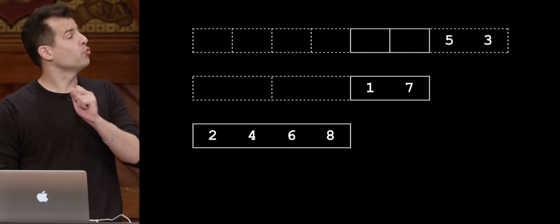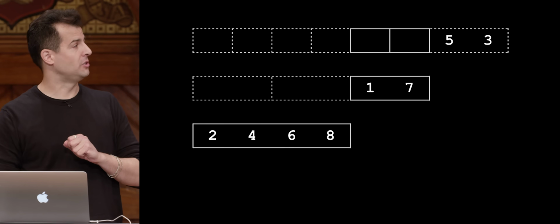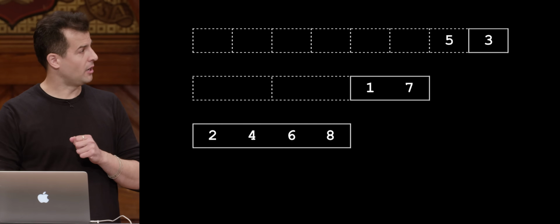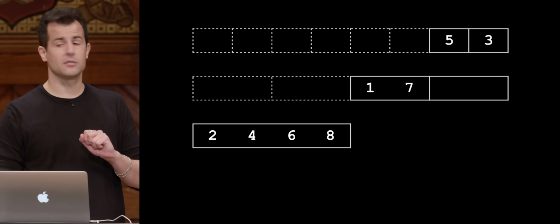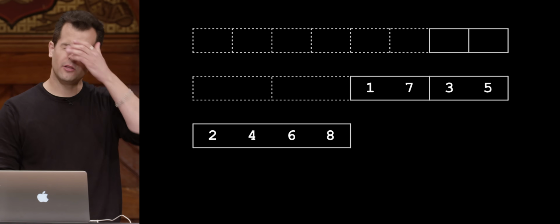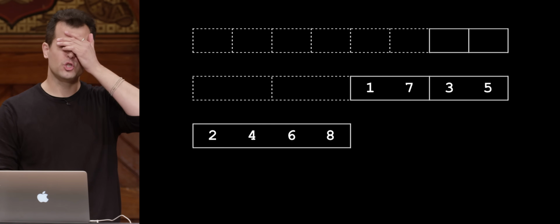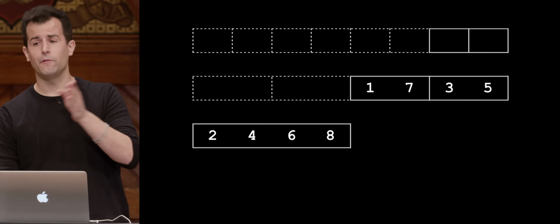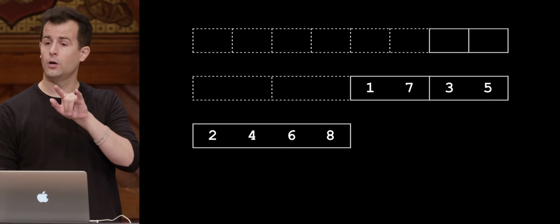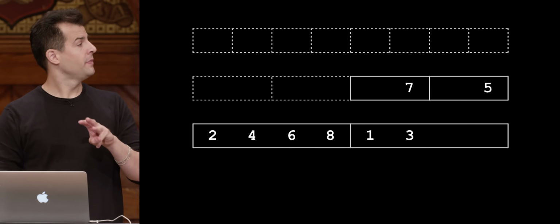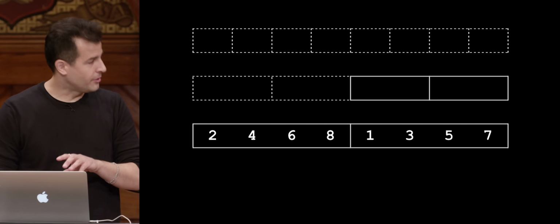OK, now sort the right half of the original list. OK, sort the left half. Done. Right half. Done. Merge them together into some extra space. 3, and then 5. Now where am I in the story? Now I have sorted the left half of the original right half and the right half of the original right half. So now I have to merge them together. So 1, 3, 5, 7.